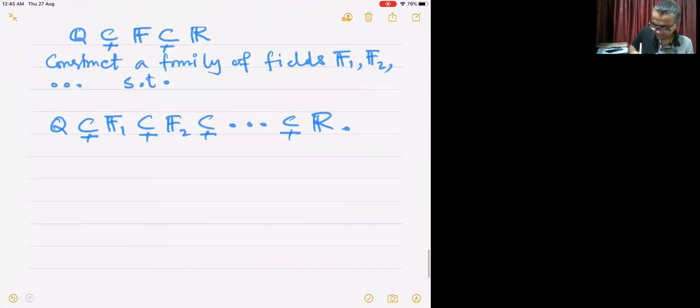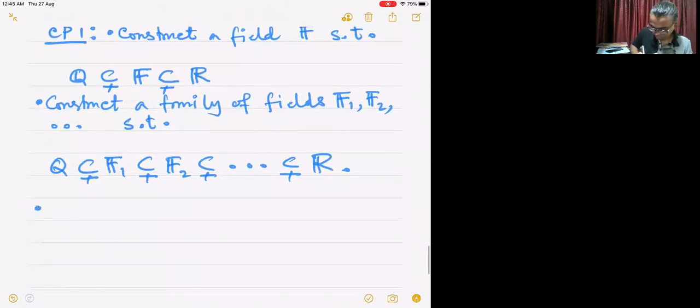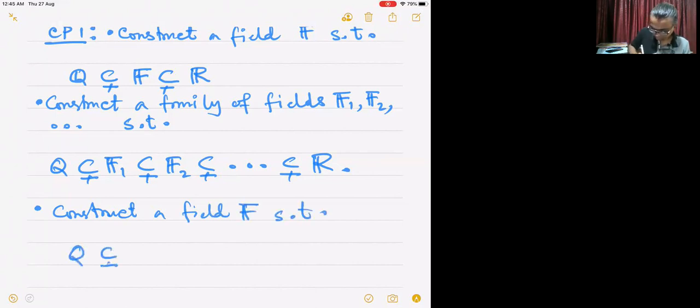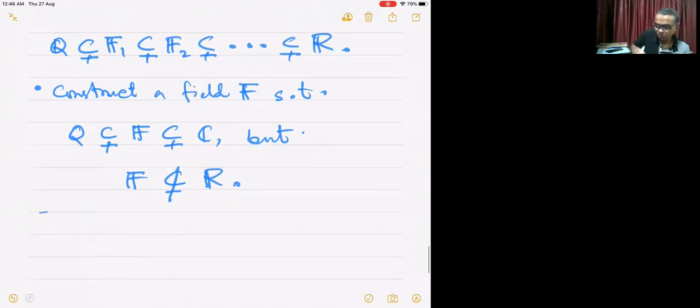Also, because it's a challenging problem, you have to solve all this. Also construct a field F such that Q is a subfield of F, which is a subfield of C, but F is not a subfield of R. Do that. Okay, this is your challenging problem.